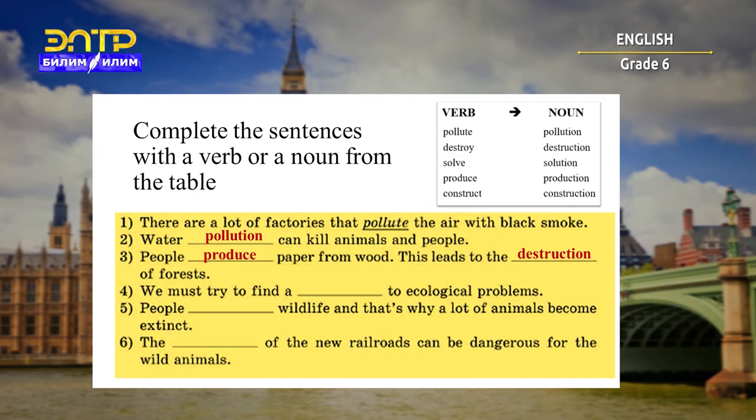Nice. Number four. We must try to find a solution to ecological problems. So we have subject, we have verb, and now we need a noun, solution. Number five. People destroy wildlife, and that's why a lot of animals become extinct. People, subject plus verb, destroy. Number six, the construction of the new railroads can be dangerous for the wild animals. Check your answers, please, and correct your mistakes.